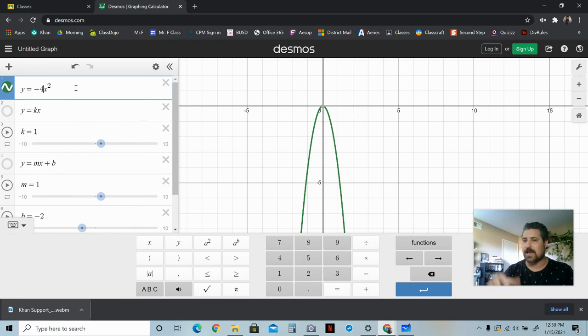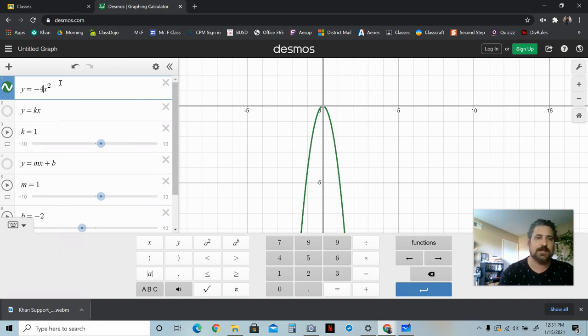Still a downward facing U, still crossing at 0, 0 because we have no plus or minus in this particular function. But it is downward facing and narrower and increasing negatively at a faster rate. So if you want to narrow the parabola, you make the multiplier an absolute value that is larger than 1. If you want to widen the parabola, you make the coefficient of x squared an absolute value that is between 0 and 1, okay, less than 1.